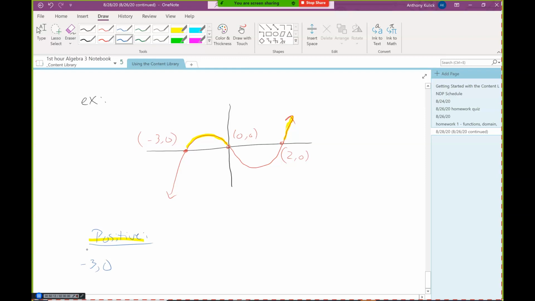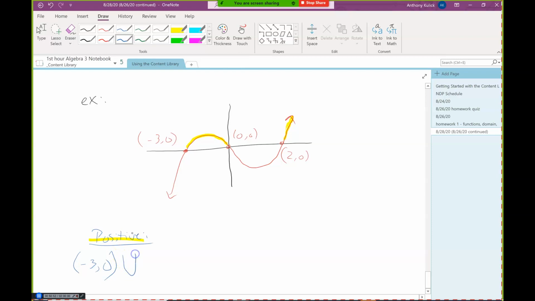Now, if I look at that point, -3, 0, is that point above the x-axis? No, that is on the x-axis. So that should not be included with the positives, right? So I'm going to use a parenthesis there. How about the point 0, 0 where it ends? Is that above the x-axis? No, that's on the x-axis. So that should not be included either with the positives. So that's going to get a parenthesis. Is everybody okay with that? We'll do an example here in a moment where maybe that wasn't the case.